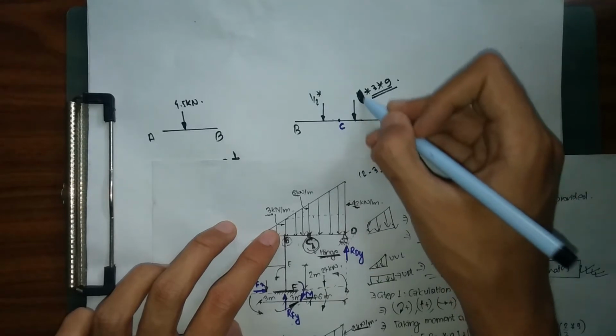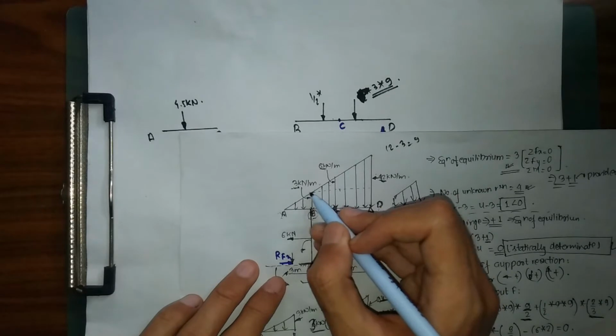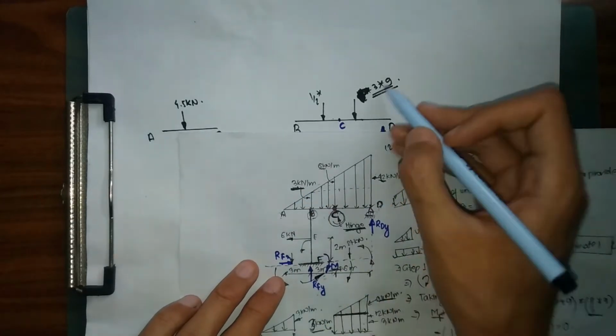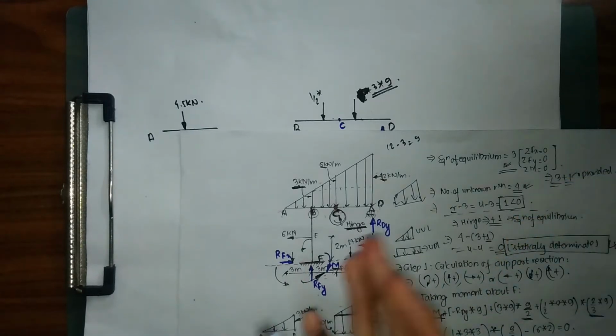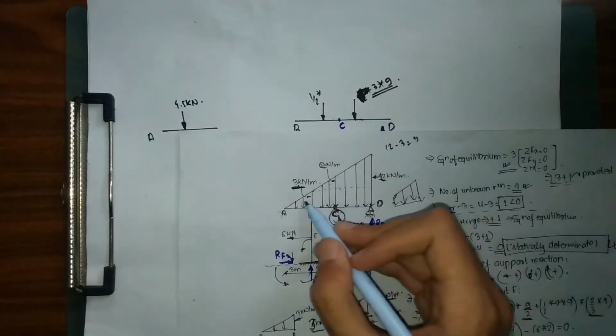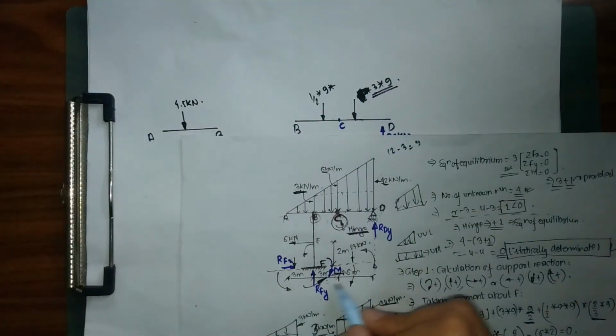In order to convert my UDL into a point load, I simply need to multiply the magnitude of the UDL over its span, which is simply going to be 3 into 9. Next I am going to convert my UVL into a point load, so I am going to multiply it by 1 by 2 into 12 minus 3, which is 9, into 6 plus 3, which is 9.